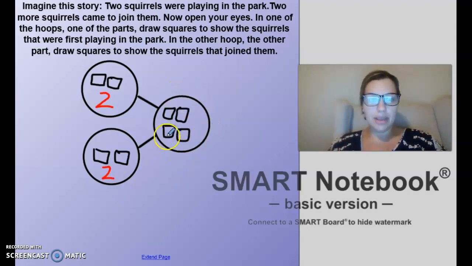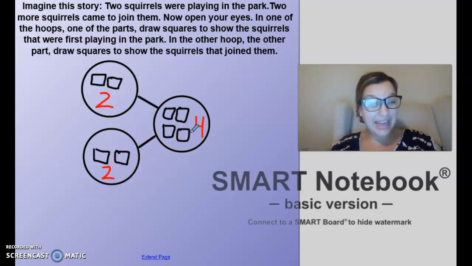And then how many do we have as a whole? Let's count. 1, 2, 3, 4. Very good. See? You guys did it. You guys started writing numbers in your number bonds. That's great. You went above and beyond for this problem.